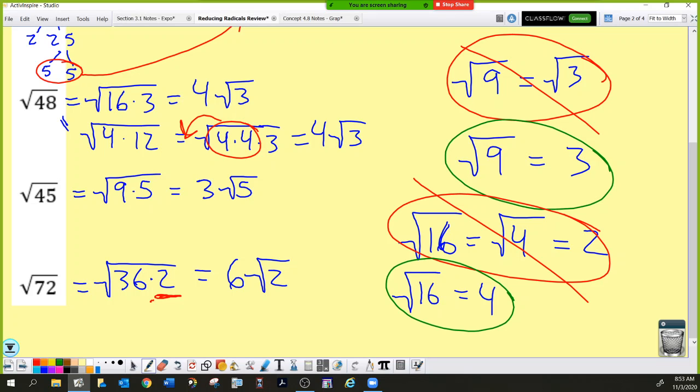So do we understand what I was getting at over here with these red and green circles? Once a symbol gets to do its job, it does its job one time and then it's gone. Square root of 16 is 4, not the square root of 4, which then turns into 2. Doesn't work that way, okay?